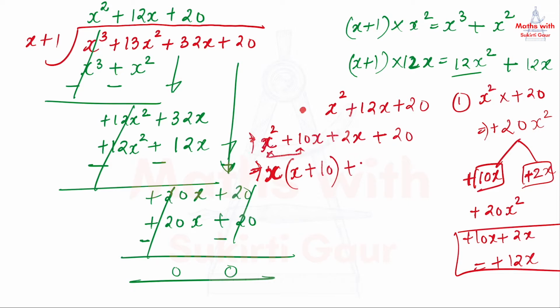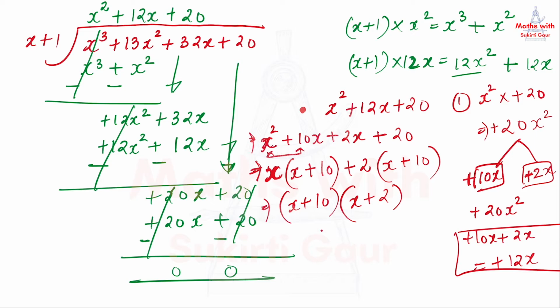From here I am going to take 2, right? So I will be left with x plus 10 inside, and this is the indication I am going right because I've got the same brackets, x plus 10, and inside we'll be getting x plus 2. So our three factors are x plus 1 into x plus 2, x plus 10 into x plus 2.